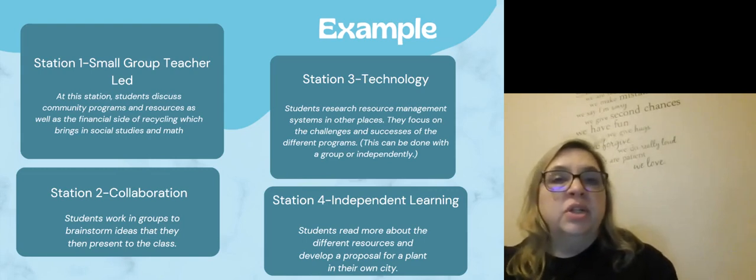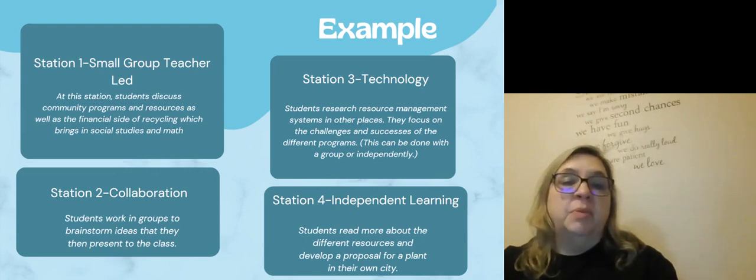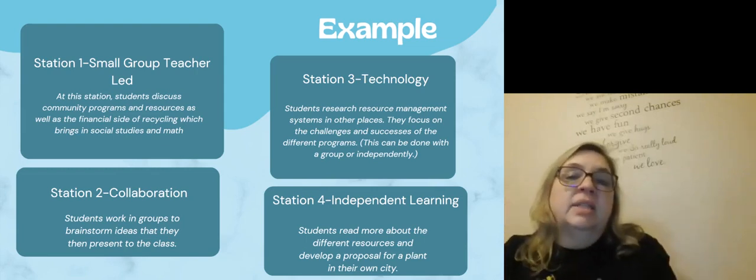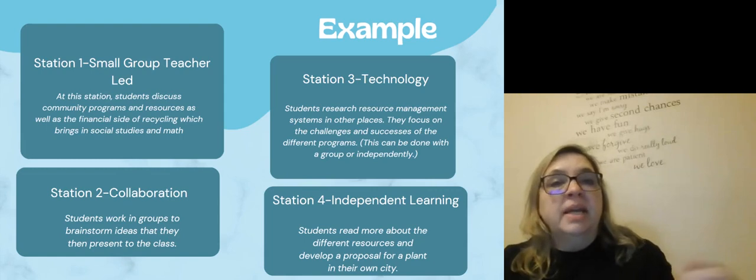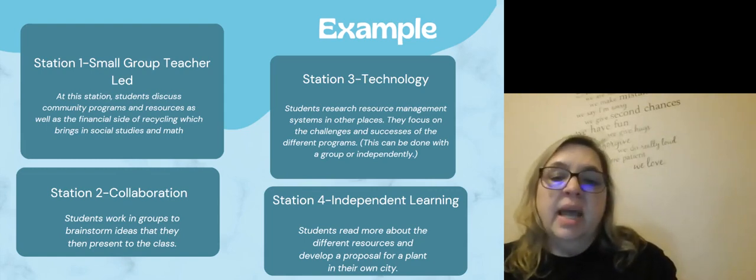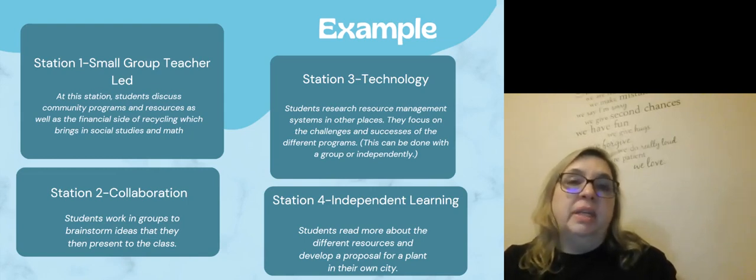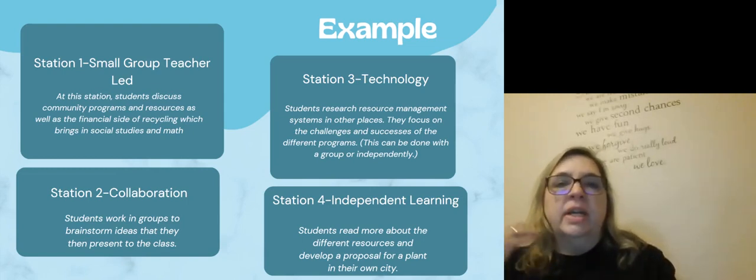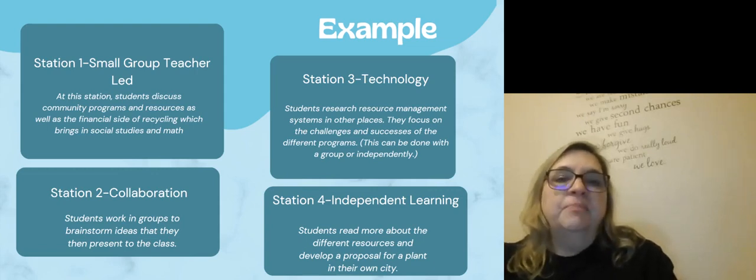Station three is where they would do some research with technology, so they could research different resource management systems, what that looks like, focusing on challenges and successes, so they can bring that into their project. This could be done in a group or it can be done independently, depending on the needs of the class. And then finally, station four is that independent learning. So the student would take all of the information that they gathered from the other three stations and put it together into that proposal where they can bring that plant to their own city.